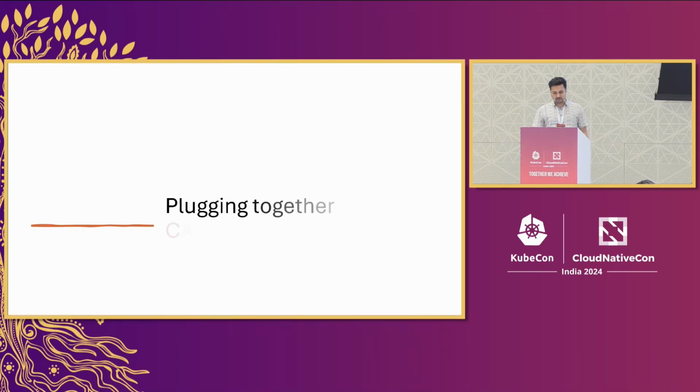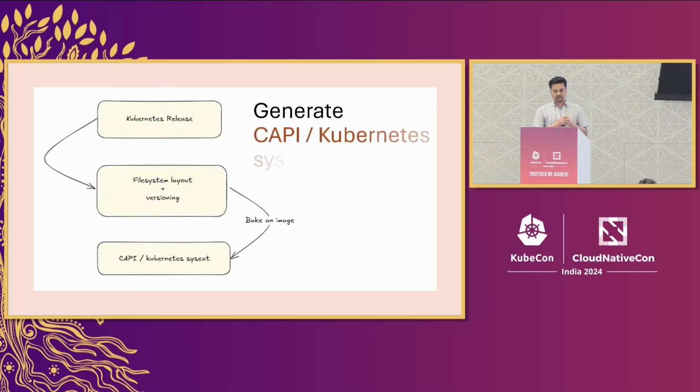Now, heading over to how we plug CAPI and system extensions together. Suppose we pick up a Kubernetes release, for example 1.31, and you do all the changes in it. You pull whatever is needed for the release, you add your own stuff into that, and then you finally bake an image and create your own Kubernetes Sysext, which right now we do for you. But in case you want more customization, you can use the same repo that we have in Sysext bakery and create your own Sysext.